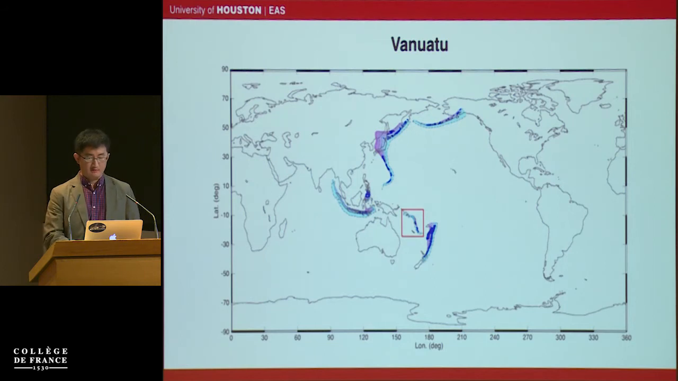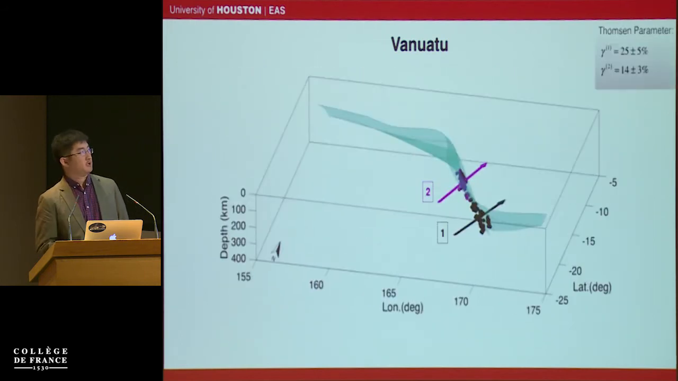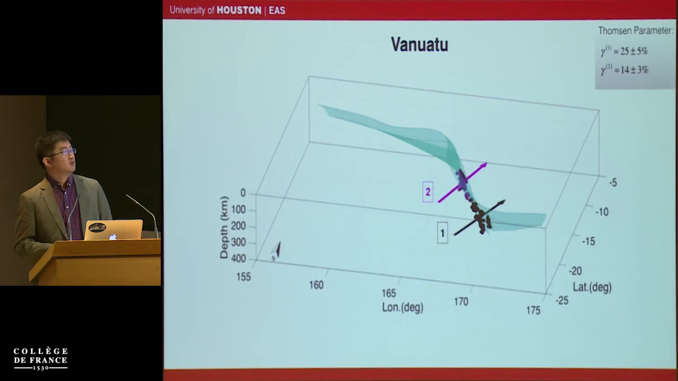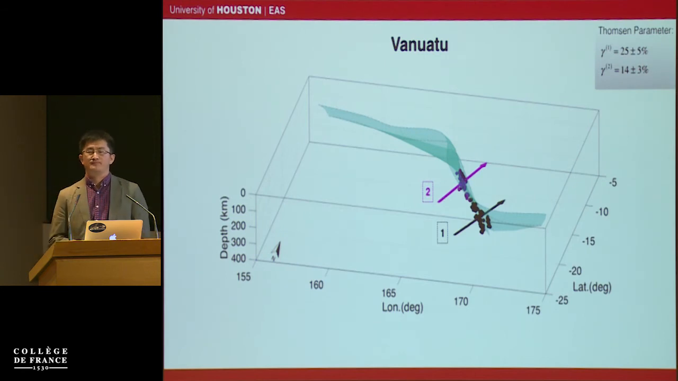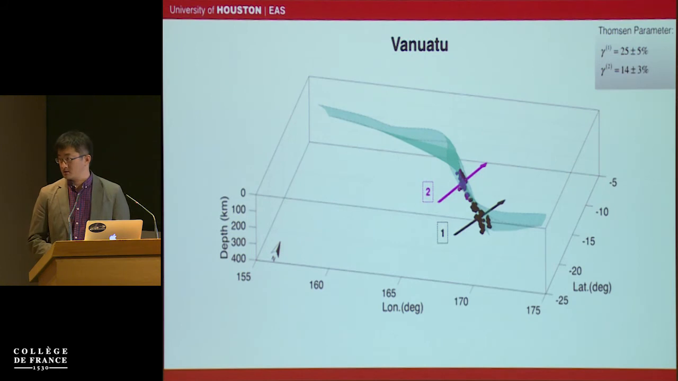The second case is Vanuatu. What you can see is two groups of earthquakes. One is the pink, one is the black group. And again, the symmetry axis, which is the TTI symmetry axis, is perpendicular to the slab interface for these two groups, and the shear anisotropy is 25% and 14%.